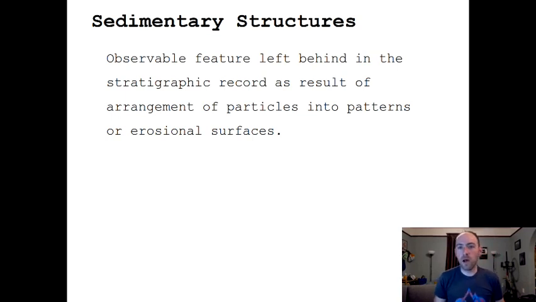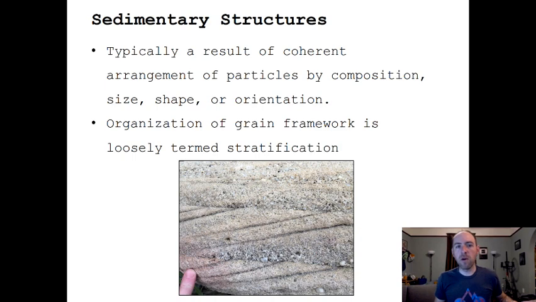Okay, so they typically result from the coherent arrangement of particles based on their composition, i.e. density, or by size, or by shape, or by orientation if they're angular, like I mentioned before, for platy particles, they might get imbricated, right? So as flows move across the landscape and bed forms operate and so forth, particles will get arranged or sorted based on those components, right? Based on their properties, okay? And this organized framework of these grains that gets left behind can be referred to as stratification.